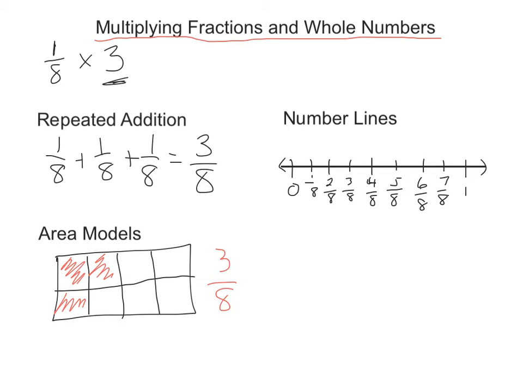All right, finally we can use number lines. And on a number line, I just need to move from 0. Notice first of all that I've labeled my number line into eighths. So now I need to move 1/8, another 1/8, and another 1/8. And so there we land on 3/8.